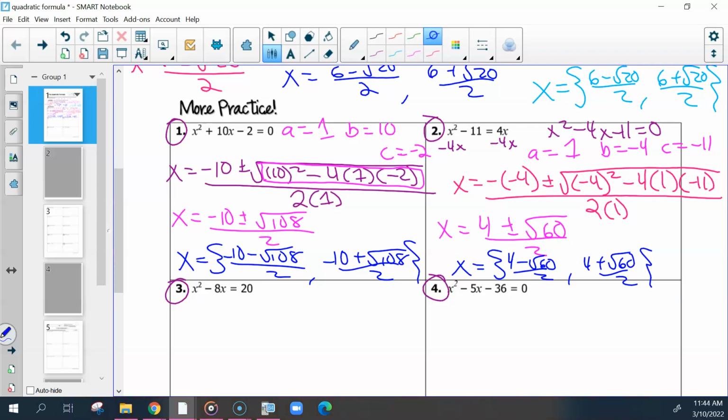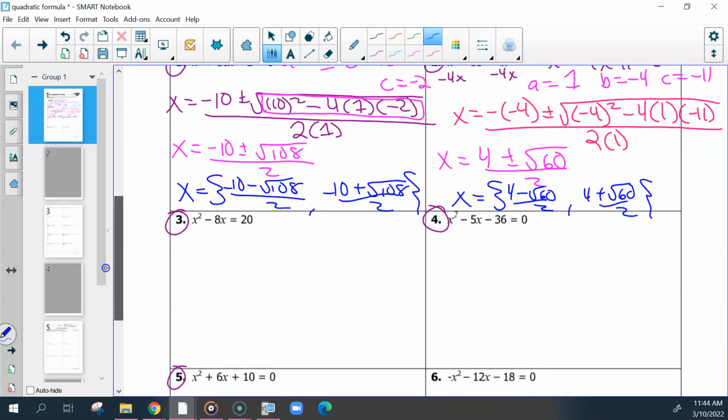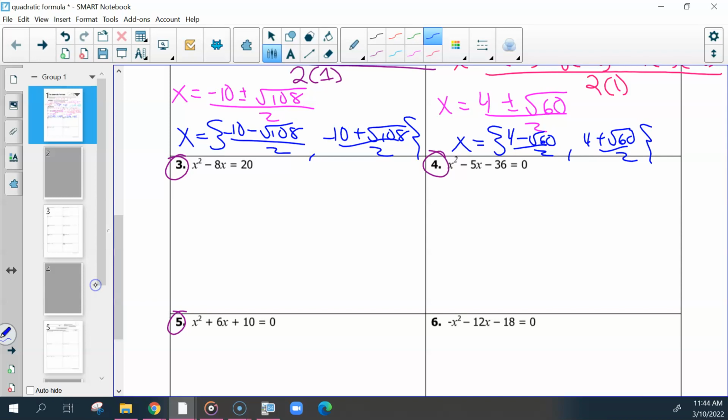Remember, every time you square something, it's always going to be positive, right? 2 negatives, positive, 2 positives, positive. So that first step under the radical, always a positive number when you square it. Okay, let's move on to number 3.